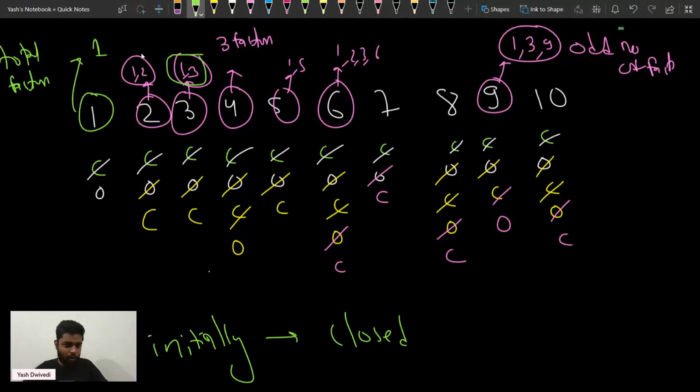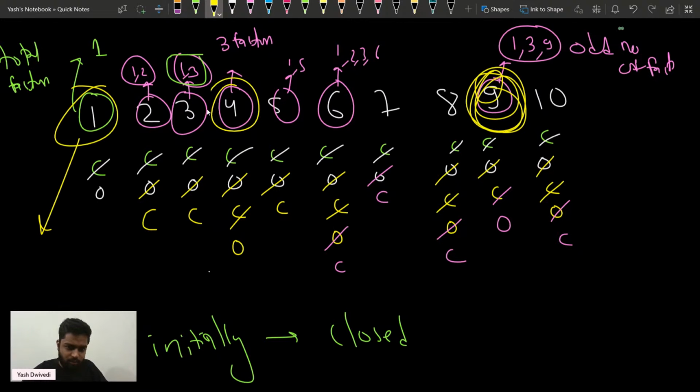When you have an odd number of factors, like you can see for 1, I'm having an odd number of factors. Then for 9, I'm having an odd number of factors, and for 4, I'm having an odd number of factors. Please write clear in the chat if everyone is clear with this, and hit the like button, guys. And then we'll proceed further with the next part of it.